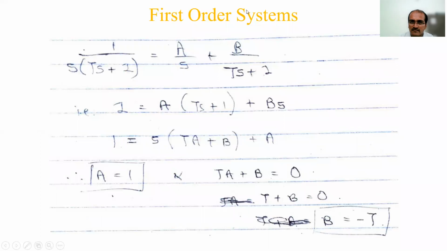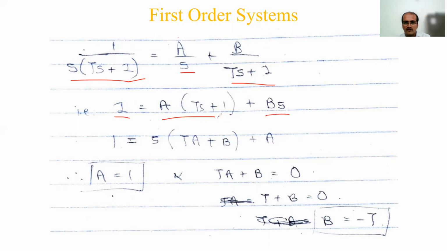That is the partial fraction method: 1 by S into tau S plus 1 equal to, I will split it as A by S plus B by tau S plus 1. Now I will try to find the values of A and B. How will we find them? Here I will take the LCM on both sides and cancel out. What remains on the left side is only 1. S into tau S plus 1 will cancel with the denominator. So in the numerator remains A into tau S plus 1, because this tau S plus 1 multiplies with A, and then B multiplies with just S.